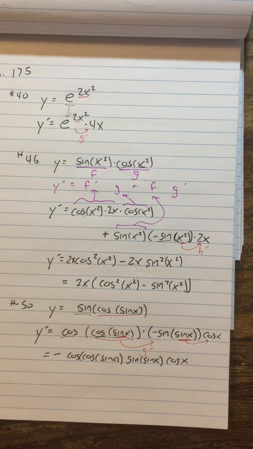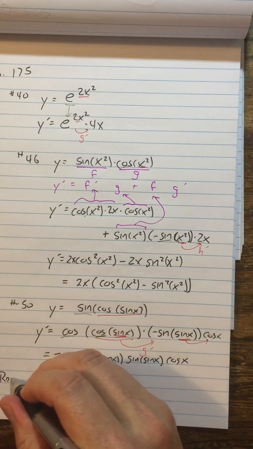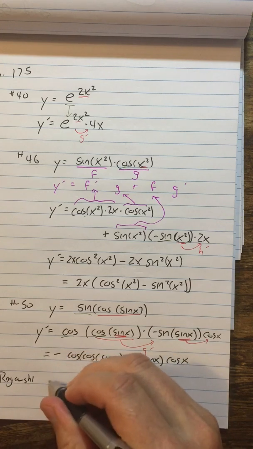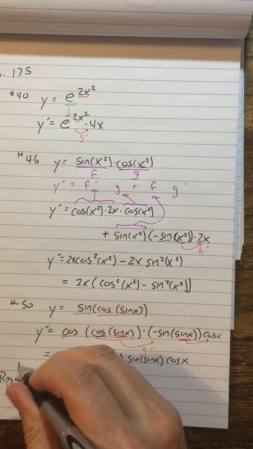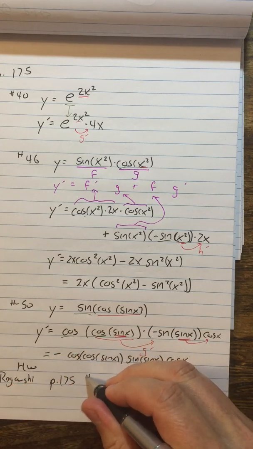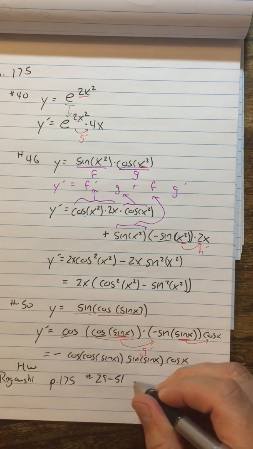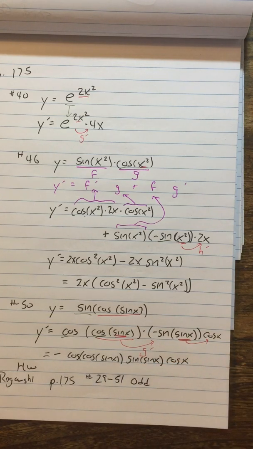All right, so I'm going to assign Rogowski, page 175, this is our homework, numbers 29 through 51 odd. But wait, there's more, because I'm also going to do some problems from the book.